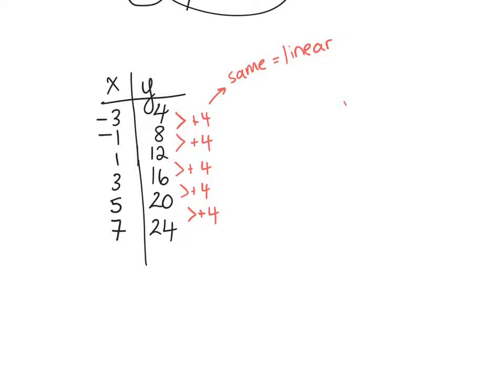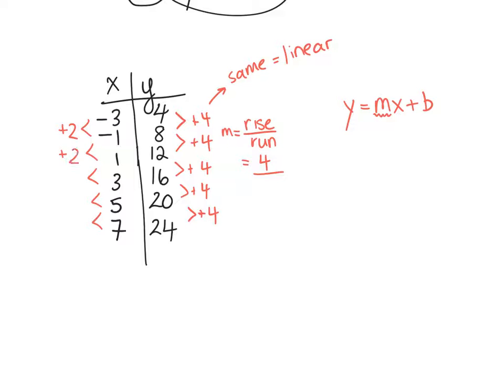So I want to try to write the equation of it. y equals mx plus b. To find my slope, I need to figure out my rise over my run. I already know my rise is 4 because my y values are going up by 4 each time. And if I want to see what my x values are going up by each time, I'll take a look over here. From -3 to -1, they're going up 2. From -1 to 1, up 2. From 1 to 3, up 2. So they're going up 2 every time.